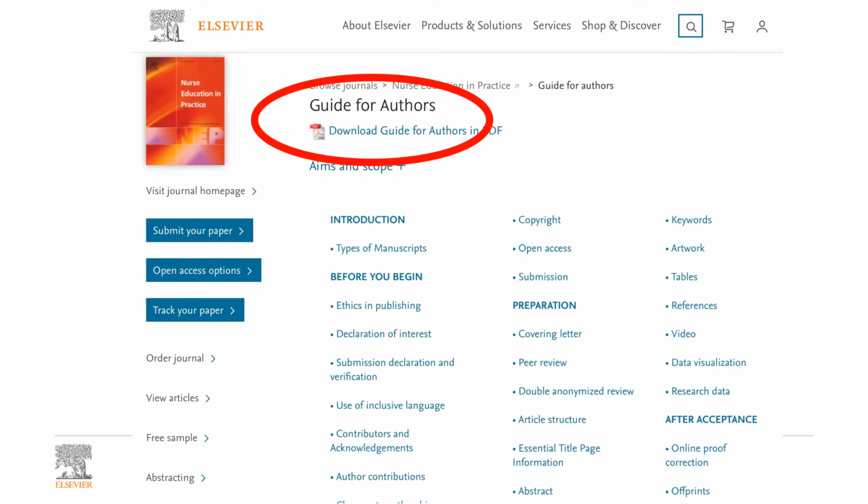So the guidance is available under a series of hypertext and drop-down menus, or you can download the PDF guide. Please always check the guidance when you go to a journal, even if you've submitted to it before or recently. Guidance is regularly updated.